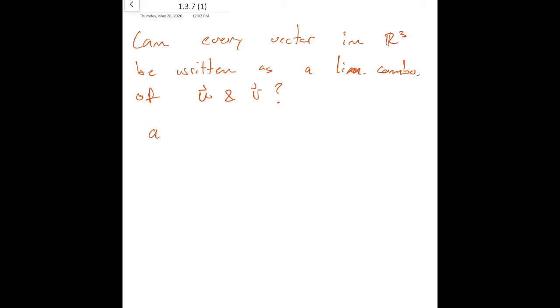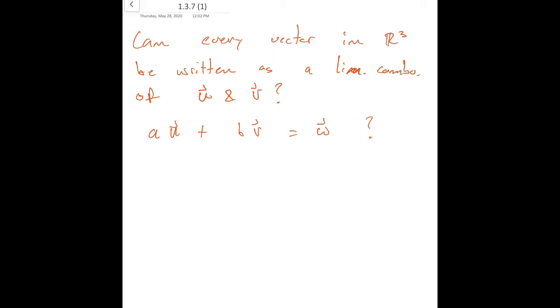Okay, so in other words, can we find for any vector w in R3 constants a and b such that au plus bv is equal to w? And we have to be able to do this for every vector w in R3. Okay, that's the question that we want to answer. Can we do this for every vector w in R3?